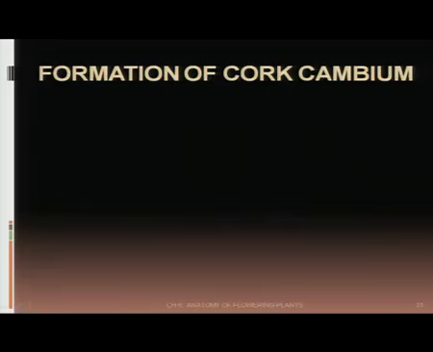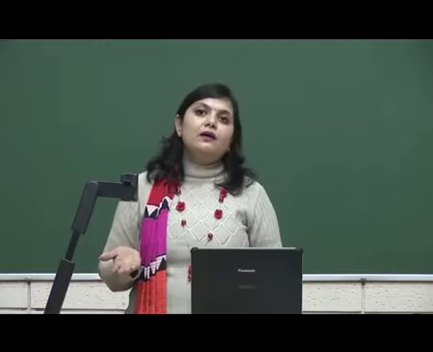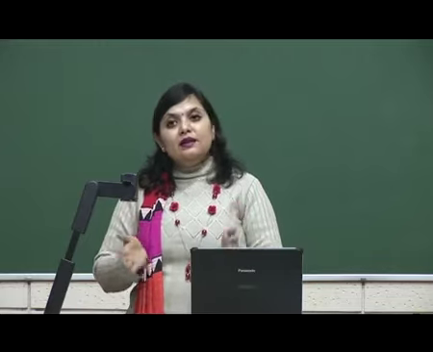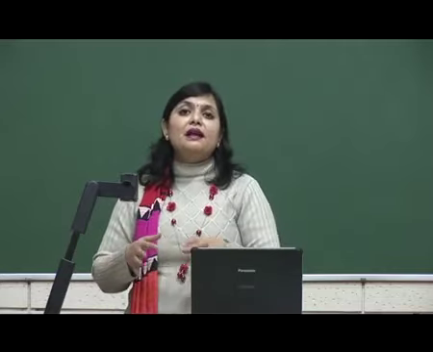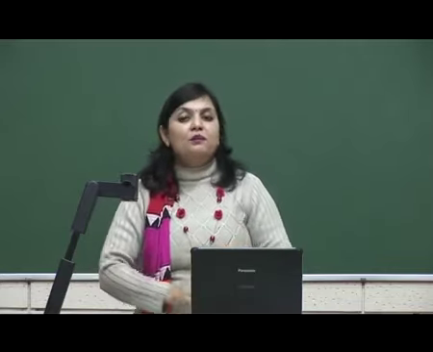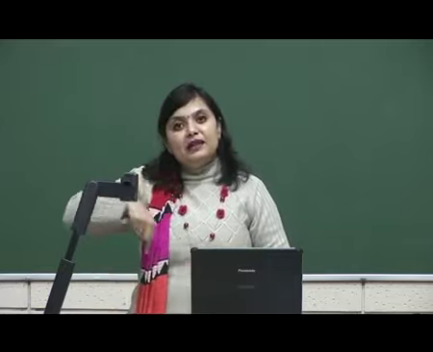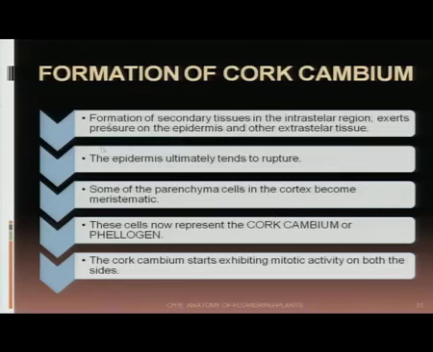Wherever we talk of secondary growth, we will talk about cambium. When it is the vascular cambium, the secondary growth will take place in the xylem and the phloem. When it is cork cambium, the secondary growth will take place in the cortical area of the plant, that is outside the stele. So, what is happening?